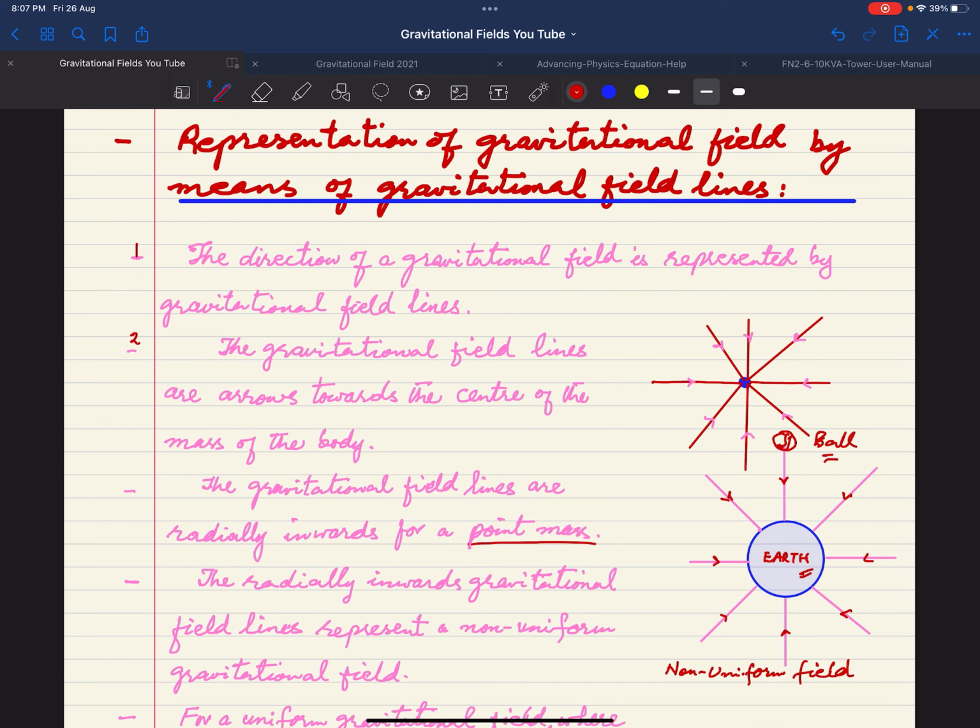The second point is that the gravitational field lines are arrows towards the center of the mass of the body. So not only the earth but any body which has a field around it, which is the gravitational field, is represented by arrows towards the center of the mass of the body. This is very important.